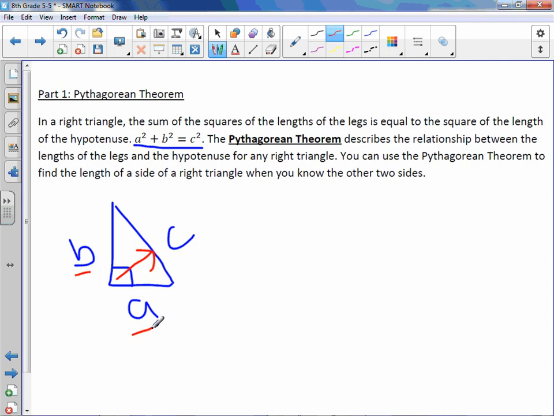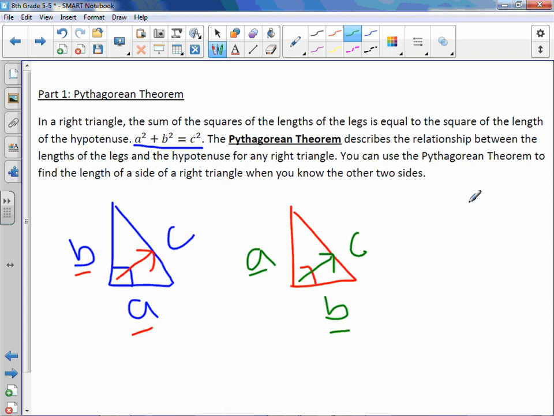A and B, it doesn't matter which way you label them. So you could have A over here and B here, but C is always the hypotenuse, is always the longest side. But A and B, you can switch whichever leg you want. It doesn't matter. The Pythagorean theorem describes the relationship between the lengths of the legs and the hypotenuse for any right triangle.